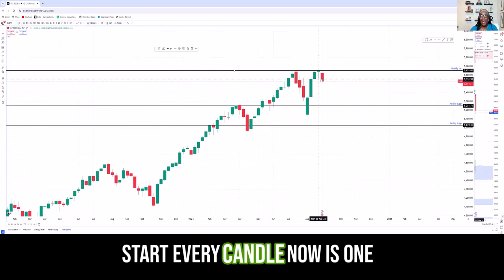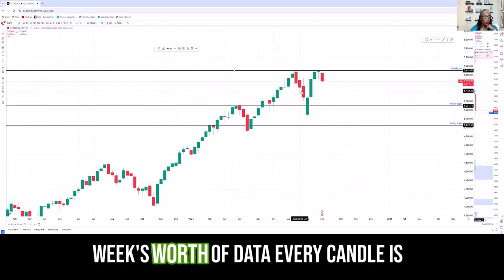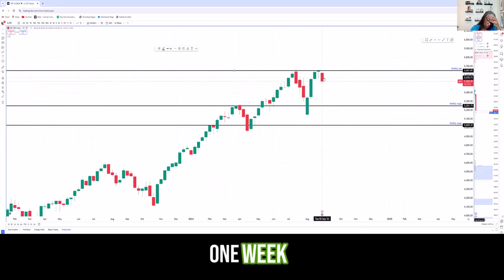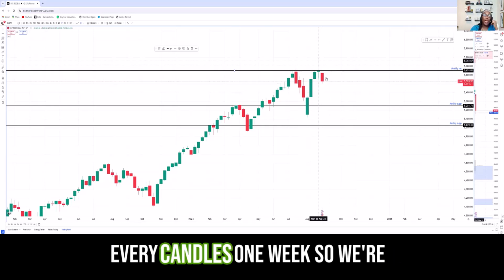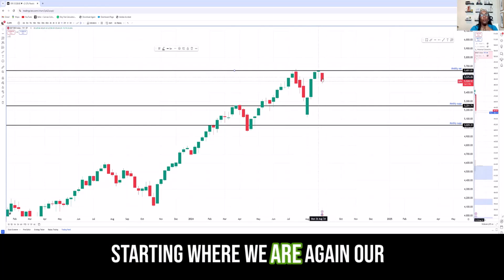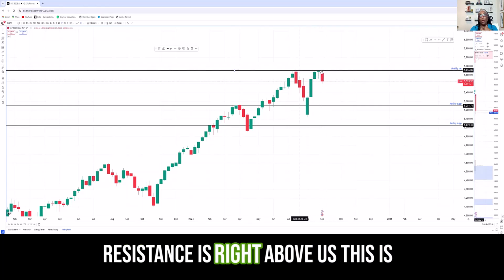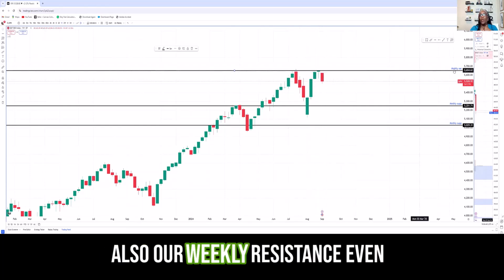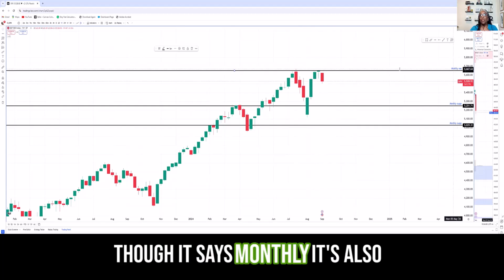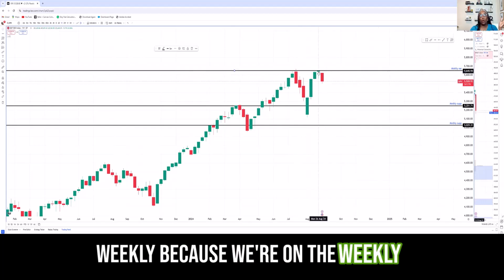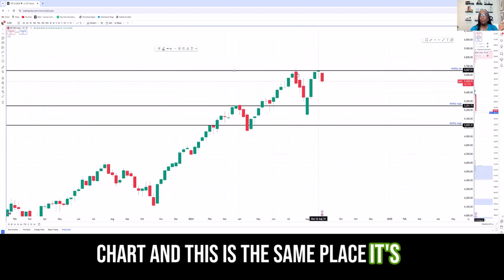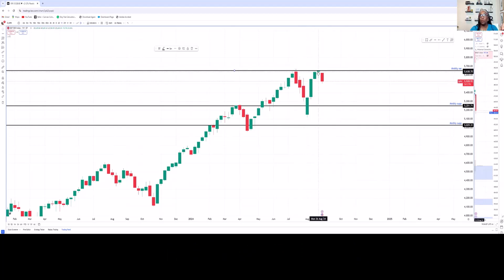Every candle now is one week's worth of data. Every candle is one week. So we're starting where we are. Again, our resistance is right above us. This is also our weekly resistance. Even though it says monthly, it's also weekly because we're on the weekly chart and this is the same place. It's in the same zone.